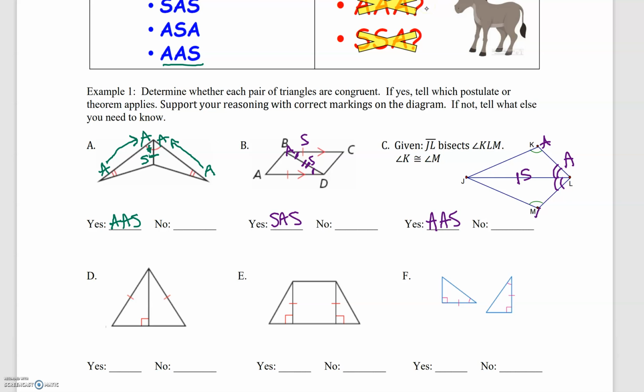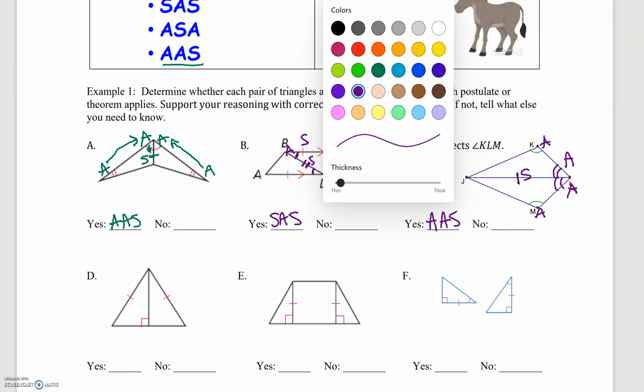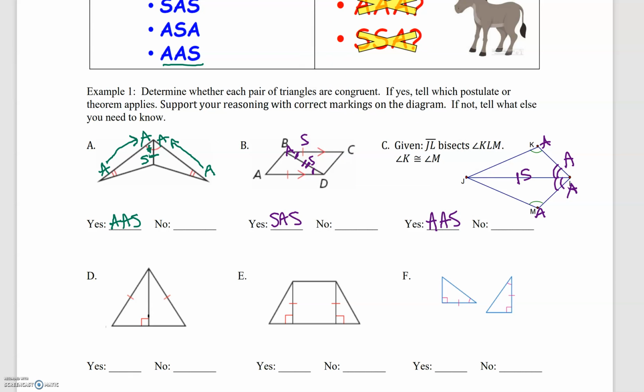And make sure again to check your other side. Make sure you have that as well. So on this one, I have a right angle, which means this is a right angle because they form a line. And then this is reflexive because they share that side.